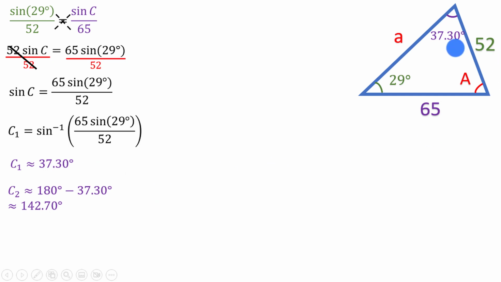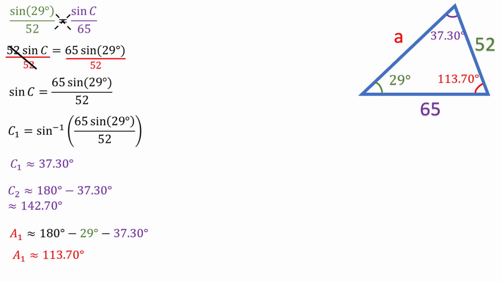If that's the case, we can solve for capital letter A, because we know the interior angles of a triangle must always add to 180 degrees. We can find A1 by taking 180 degrees and subtracting the other two angles. If we subtract 29 degrees and 37.3 degrees, we will get that A1 is equal to 113.7 degrees. We can place this angle onto our triangle.